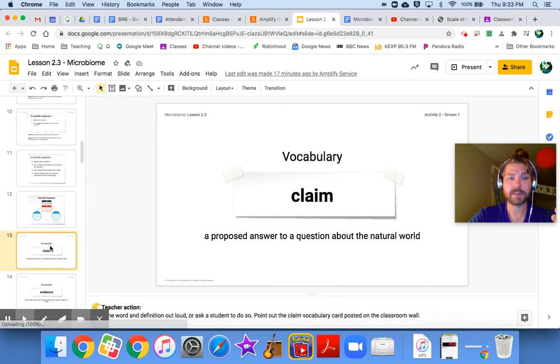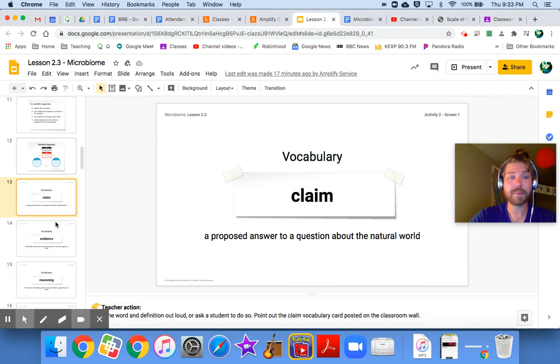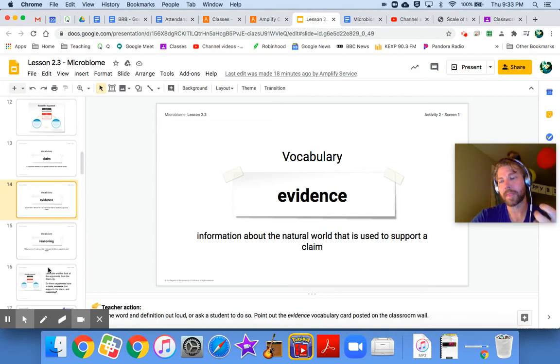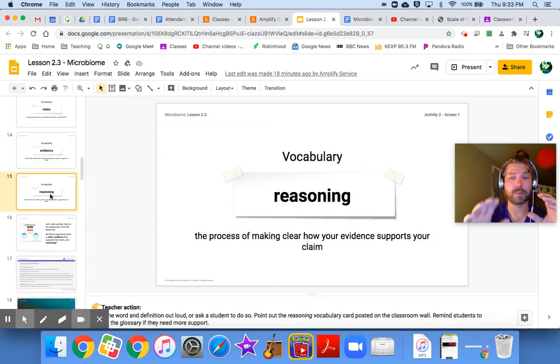We're going to skip this. We're going to go to our vocabulary. A claim. We said a claim was like an answer to a question. The evidence is the information that is supporting our answer to our question, and then our reasoning ties the evidence to our claim. It says the evidence matters because.